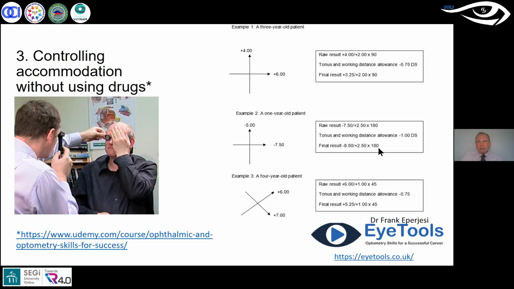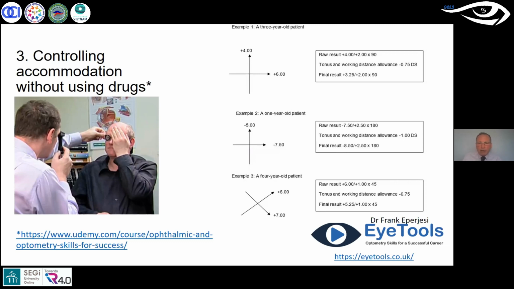Because this child is under two, my tonus and working distance allowance is one. So I'm adding in -1. So the final result is -8.50 with a +2.50. So the axis 180. Of course, we do this for each eye. And then the last result, a little bit more complicated. We have some oblique astigmatism here of +1. And again, this is simple to do in minus cyl as well. There's no issue with that.